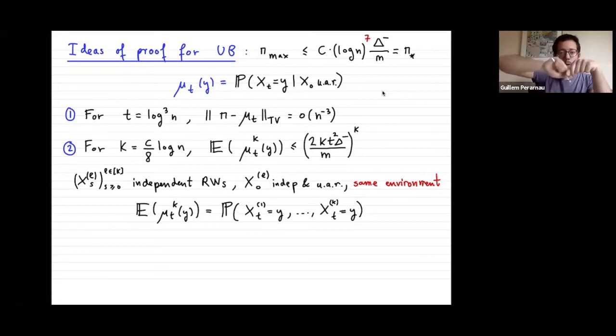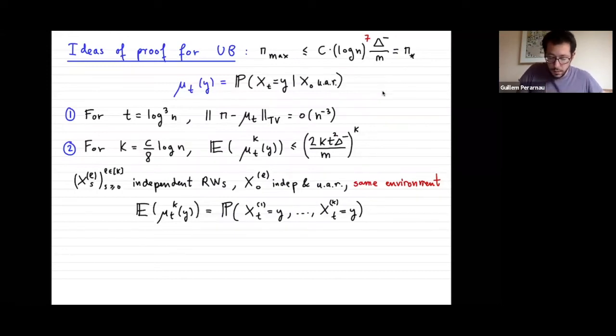At the beginning, we'll have fresh randomness. But then for the second walk, we have already one walk that has exposed part of the environment. And then we'll have to deal with the second walk, knowing that the previous one has already revealed part of the environment, and so on. And computing the kth moment of this mu t of y is the same as computing the probability that these k walks will be, after t steps, precisely all of them at y.